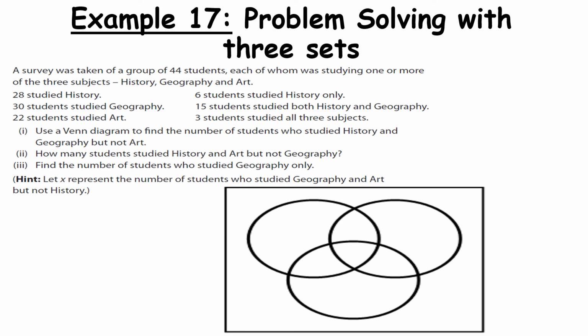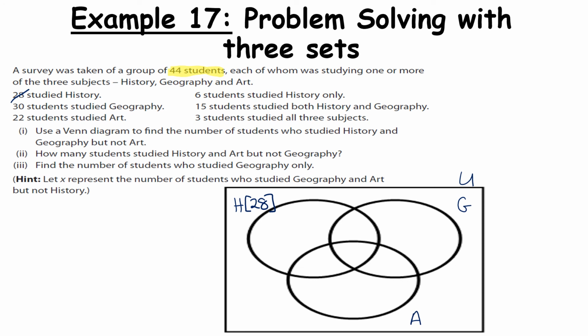So a survey was taken of a group of 44 students. So we're going to highlight all these key numbers. So 44 students, each of whom was studying one of the 3 subjects, history, geography, art. So here's my universal set. So I'm going to do history, geography, and art. 28 studied history. So I'm going to place that here to use later. 6 students studied history only.